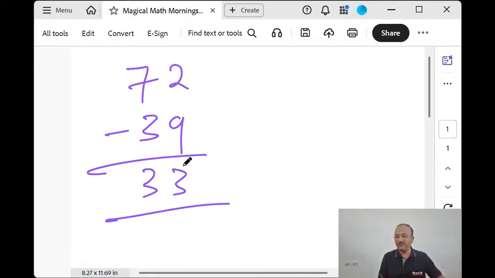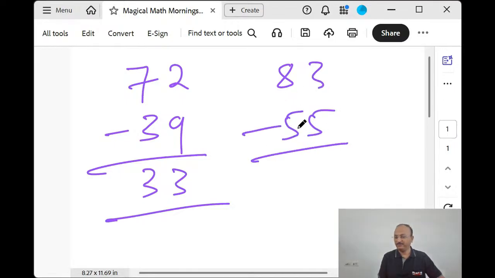When I explain, it feels as if we are taking more time, but when we add this directly, it's going to take much less time. Let's take, for example, 83 minus 55.